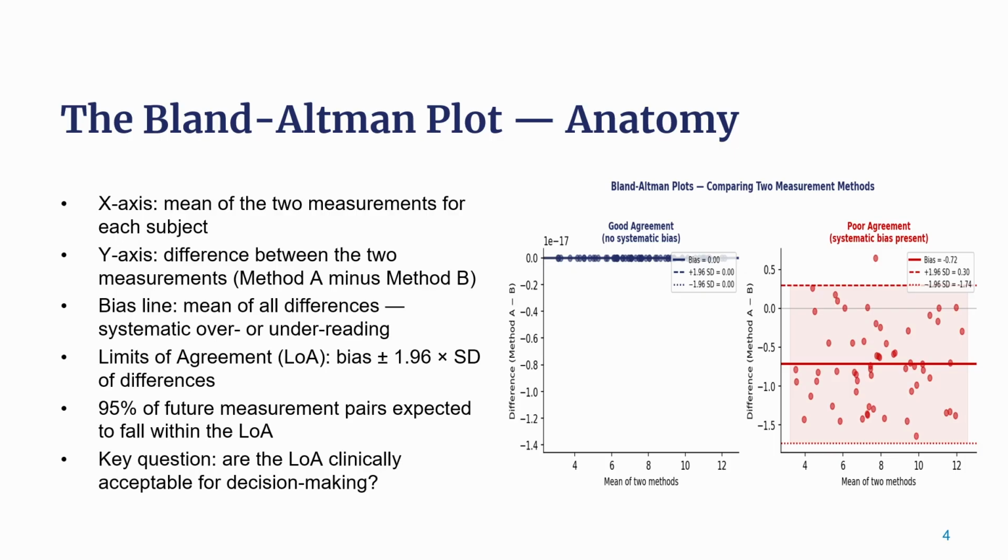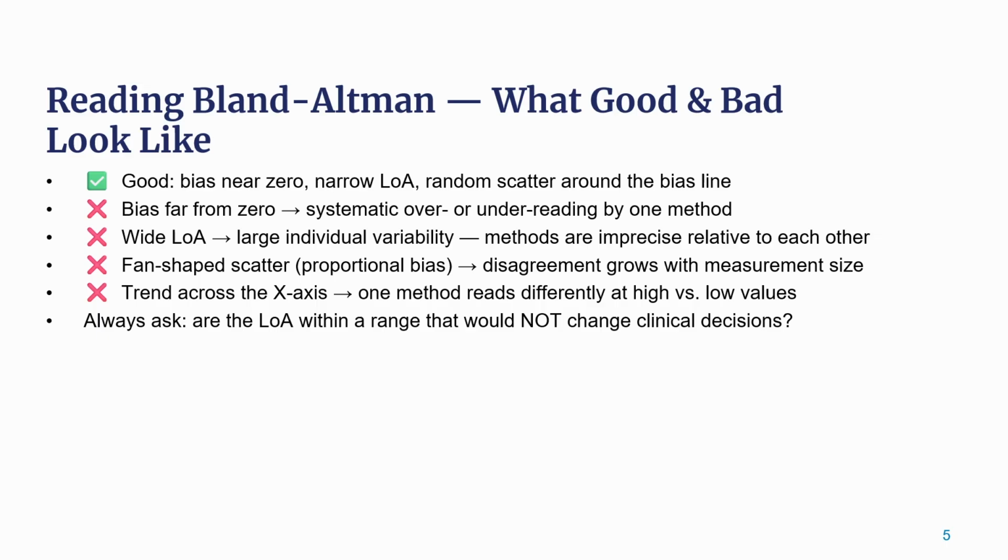The dashed lines are the limits of agreement. Bias plus or minus 1.96 standard deviations. They tell you that 95% of individual comparisons will fall within this range. The clinical question is, would that range of disagreement matter for patient management? Let's make this concrete. A bias of 2 millimeters mercury between two blood pressure methods, clinically irrelevant. A bias of 20 millimeters mercury, very relevant. You're not measuring the same thing.